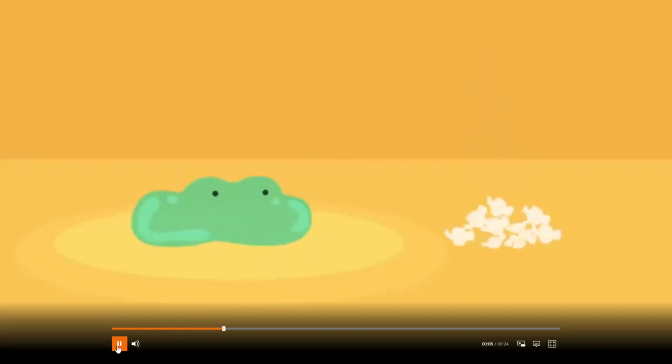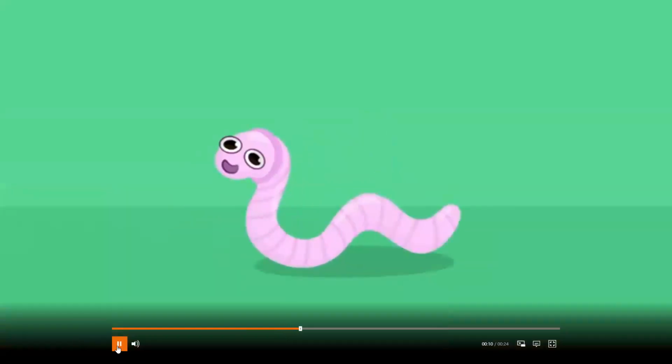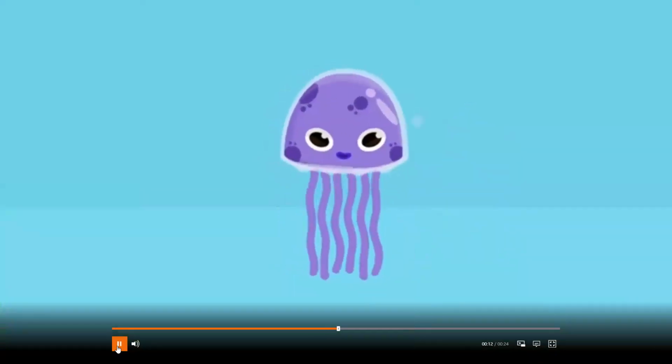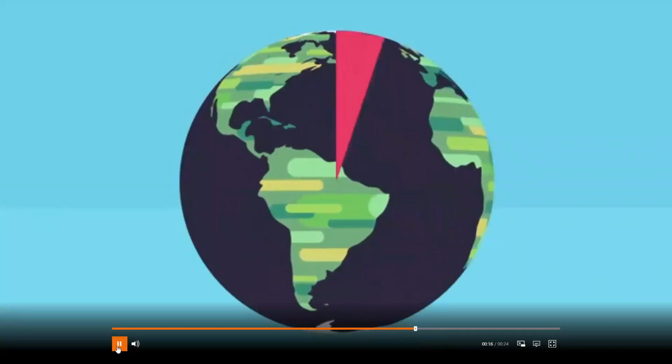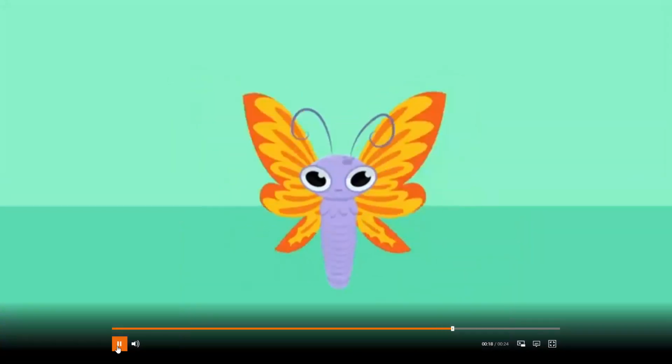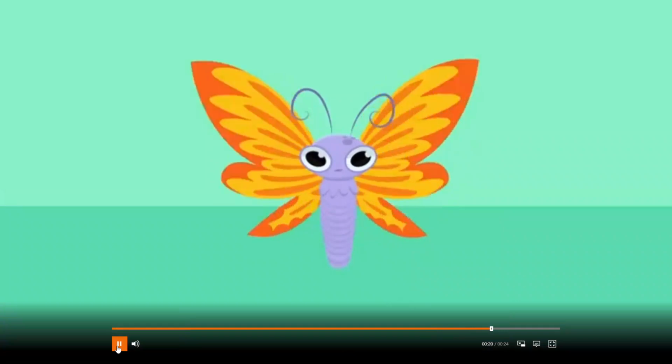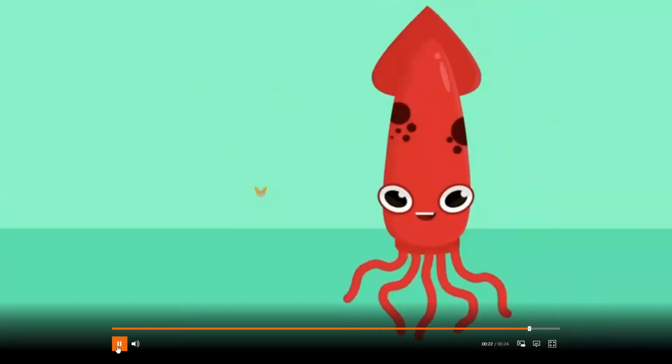Meet Blob. He is an invertebrate. This means that he has no backbone or spinal column. Blob is a very simple invertebrate, just like worms or jellyfish. Over 96% of all the animal species on Earth are invertebrate. They can be tiny, like an insect, or huge, like the giant squid.